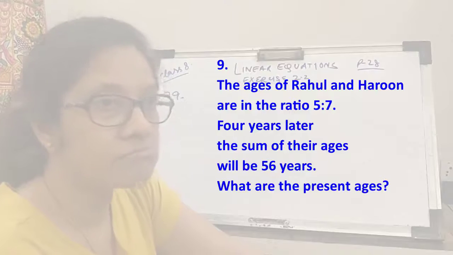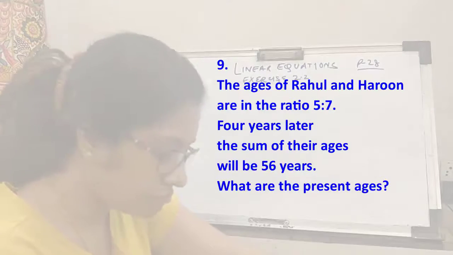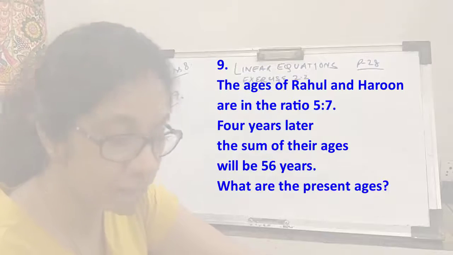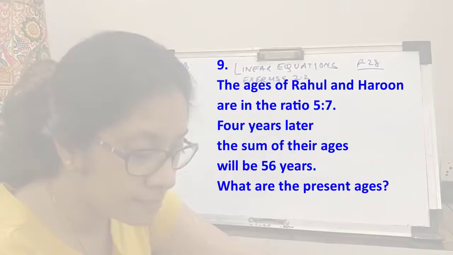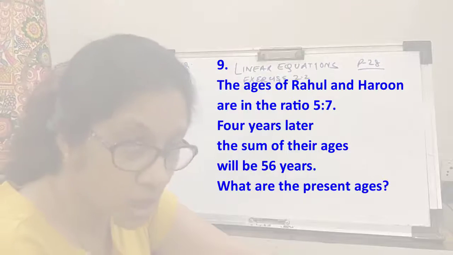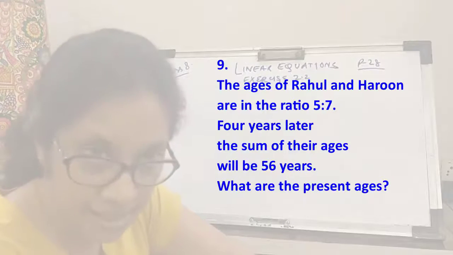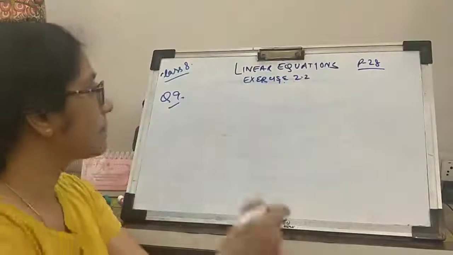So what do we do? Let the present ages be... we are given the ratio here, so that makes our life easier. Let the present ages be 5x and 7x. Rahul is 5x, Haroon is 7x. That's the present age.